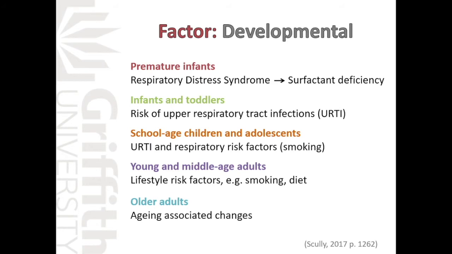Infants and toddlers are often at a greater risk of upper respiratory tract infections, or URTIs, and airway obstruction because they're always trying to cram things into their mouth. School-aged children and adolescents are often exposed to respiratory infections, secondhand smoke, and they might even begin cigarette smoking themselves. The young to middle-aged adult may start to feel the effects of poor health choices, such as unhealthy diet, lack of exercise, stress, and again, cigarette smoking.